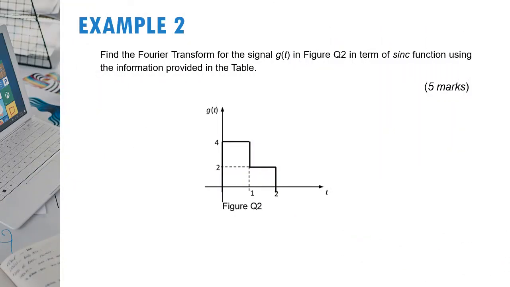Okay, look at the second example. Second question: find the Fourier transform for the given signal g(t) in terms of sinc function using the information provided in the table. So you need to refer to the Fourier transform table.